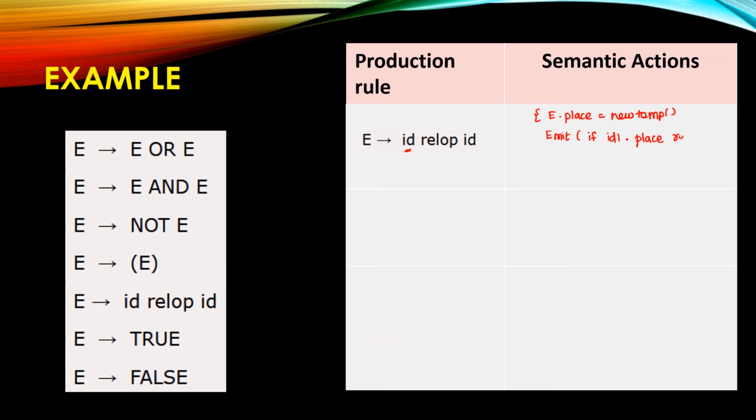if id1.place relop.op id2.place. Let me name them id1 and id2. Then you have to go to something. If a condition is true, you have to go to some place. Generally, while writing three address code, if a relational operator is given like this, first we check the condition for T1, then you give a goto value.